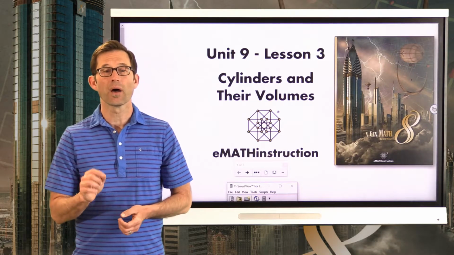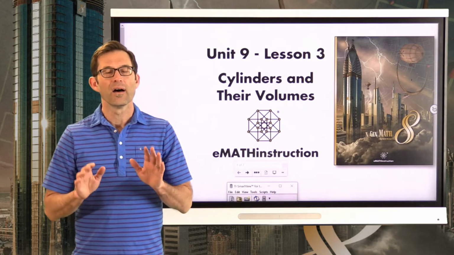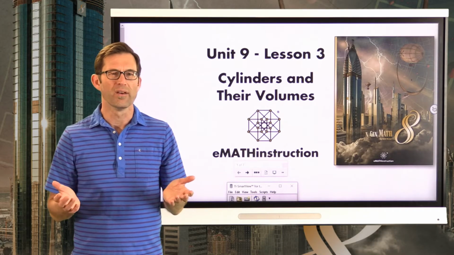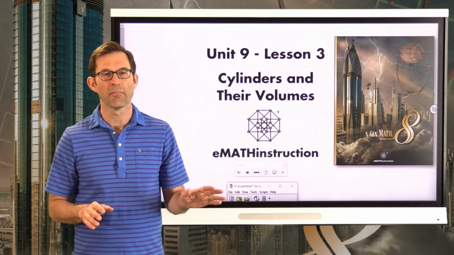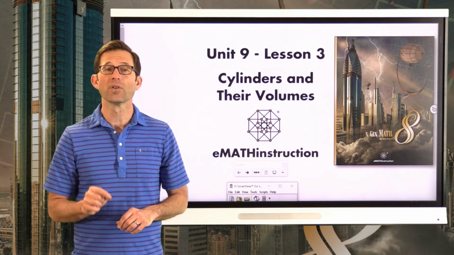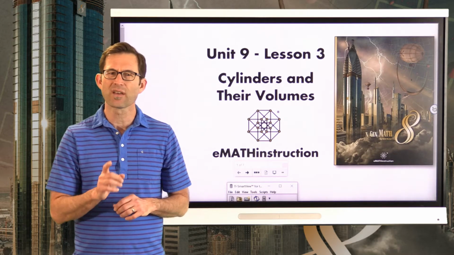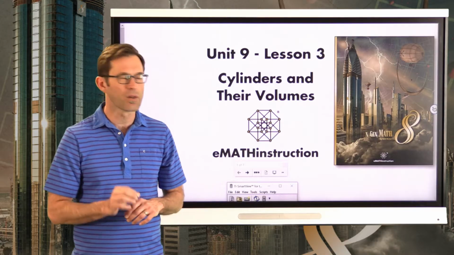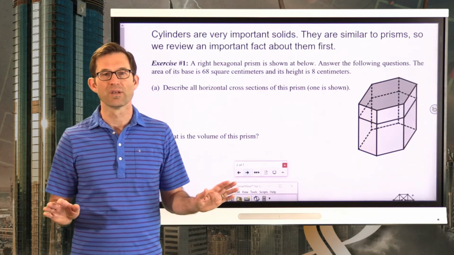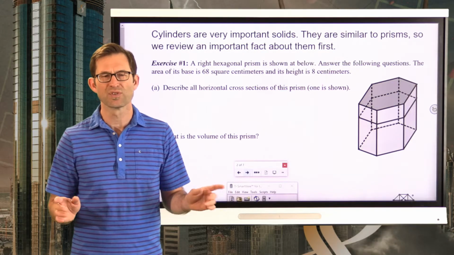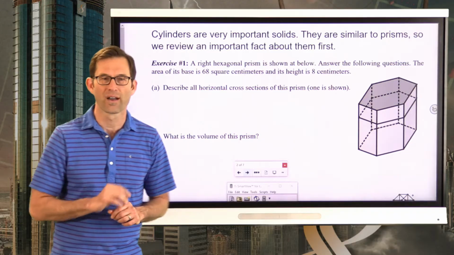So this is the first time we're going to really be looking at a solid that is not a prism or a pyramid, right? That's basically all you've ever looked at in Math 6 and in Math 7. Today we start to look at cylinders. So let's begin by thinking about a shape that's kind of cylinder-like, but is still a prism. All right, so cylinders are very important solids and they're similar to prisms. So let's review something that is almost like a cylinder, but not quite.